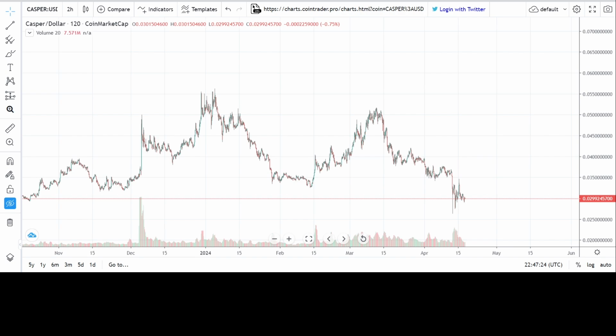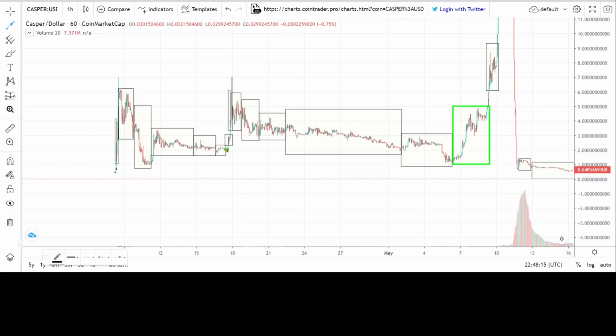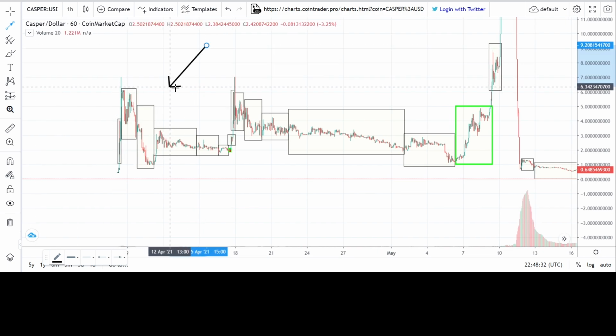So let's dive in. Okay, so I'd like to go back to the very beginning of the Casper chart. This is pre-main kind of trading on Casper. It was traded on a very small scale. However, it is following this basic structure on today's chart. So just a brief overview of this chart.